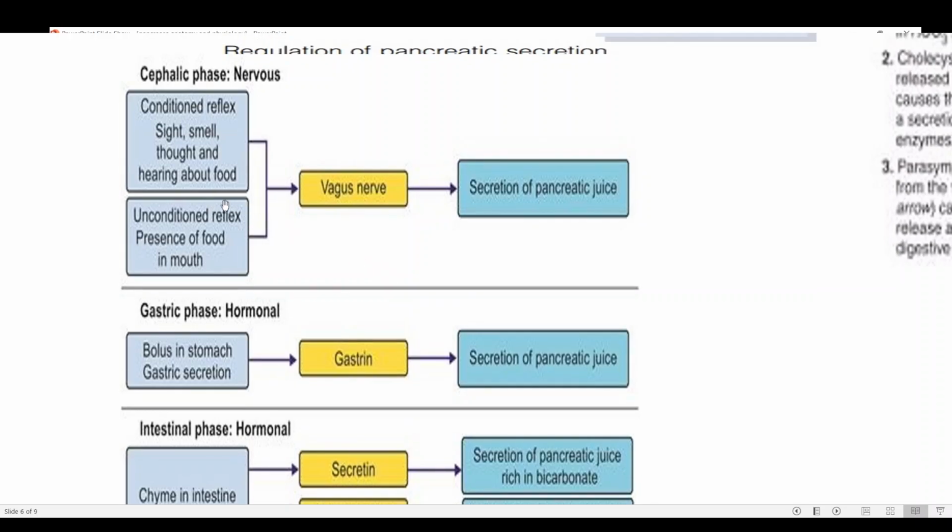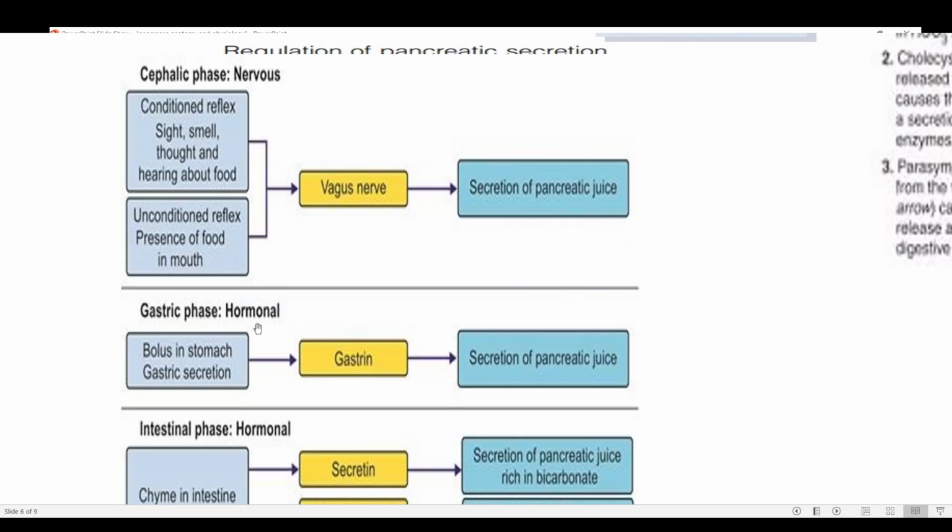Now the neural stimulation, the cephalic phase, has conditioned and unconditioned reflexes. In the conditioned reflex, when we see the food, smell the food, think or hear about the food, the vagal nerve gets stimulated, which induces pancreatic secretion. This is less than 20 percent of the total. Likewise in the unconditioned reflex, the presence of food in the mouth also stimulates the vagus nerve, which induces pancreatic juice secretion.